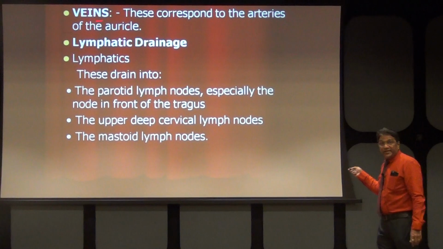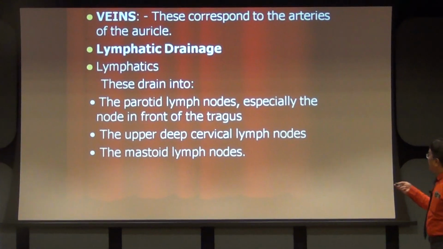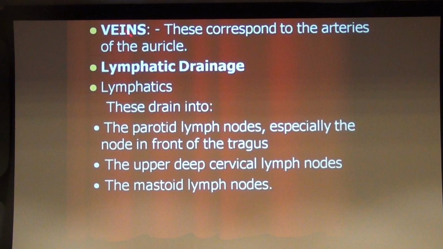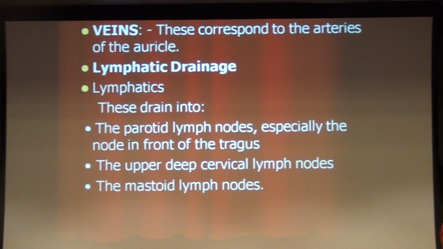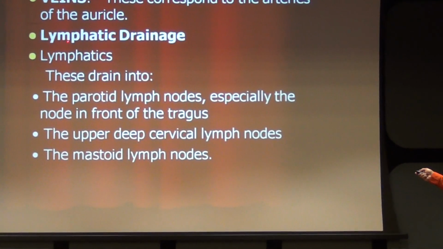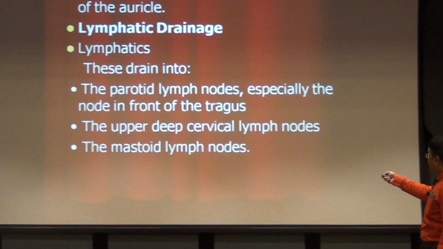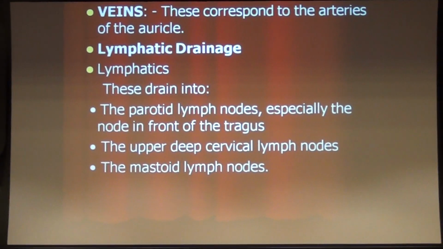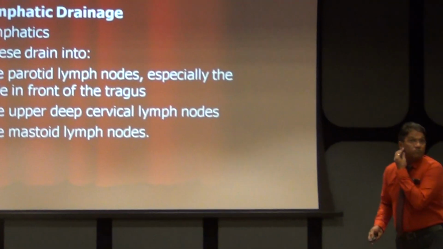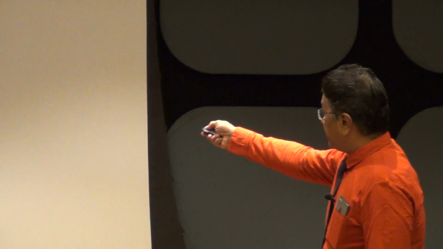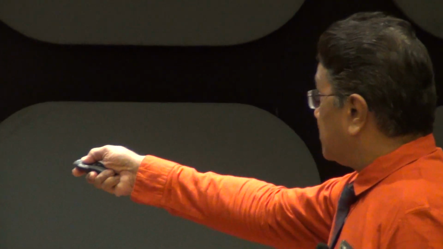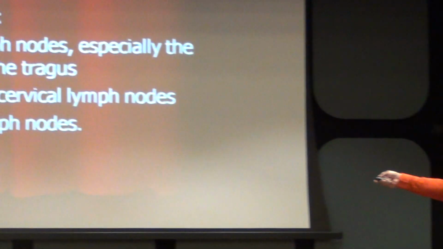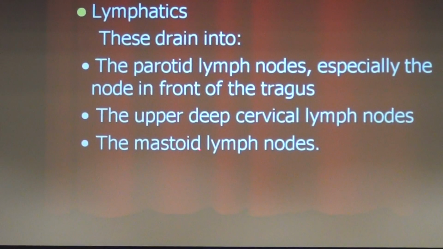Veins. These veins correspond with the arteries, that is the superficial temporal, posterior auricular and occipital veins. Lymphatic drainage: this is closely related to the parotid gland. So the parotid lymph node, especially the node just in front of the tragus, drains the pinna. Also the upper deep cervical lymph node and the mastoid lymph node.